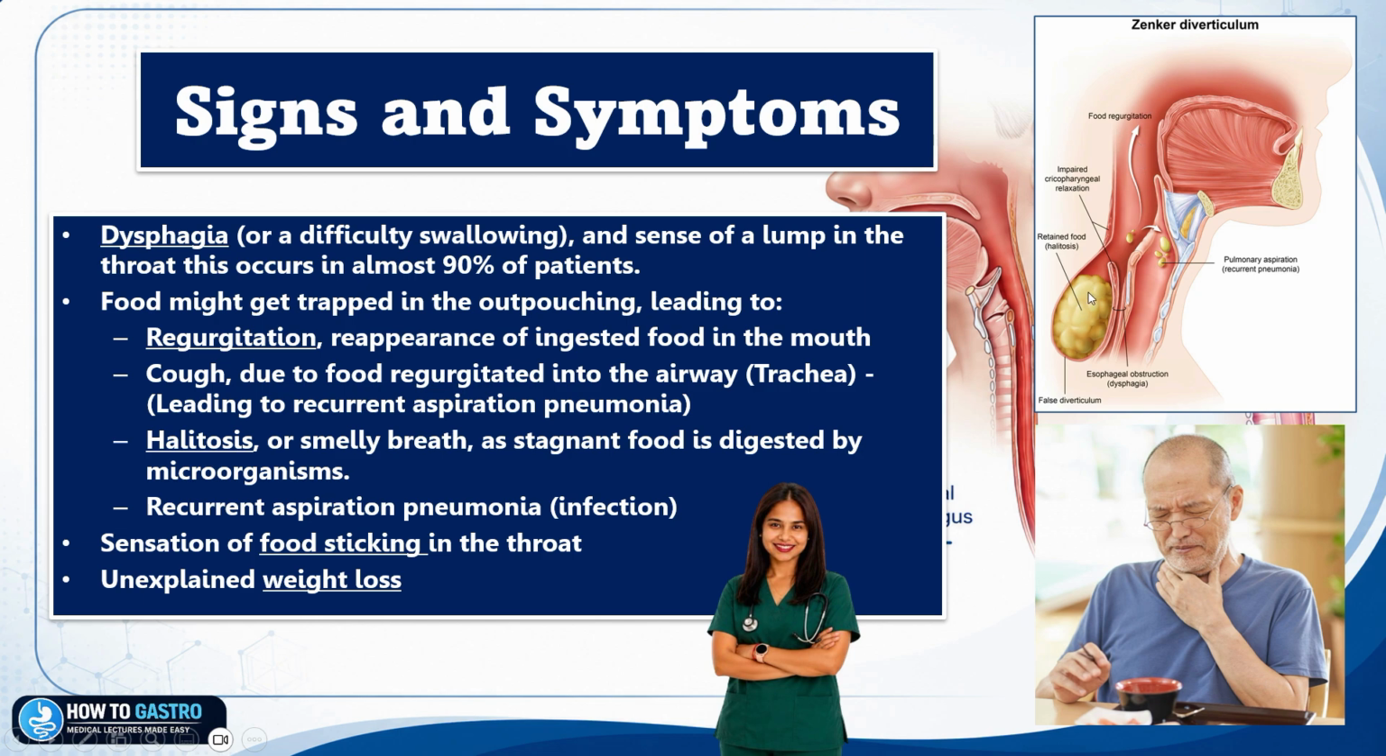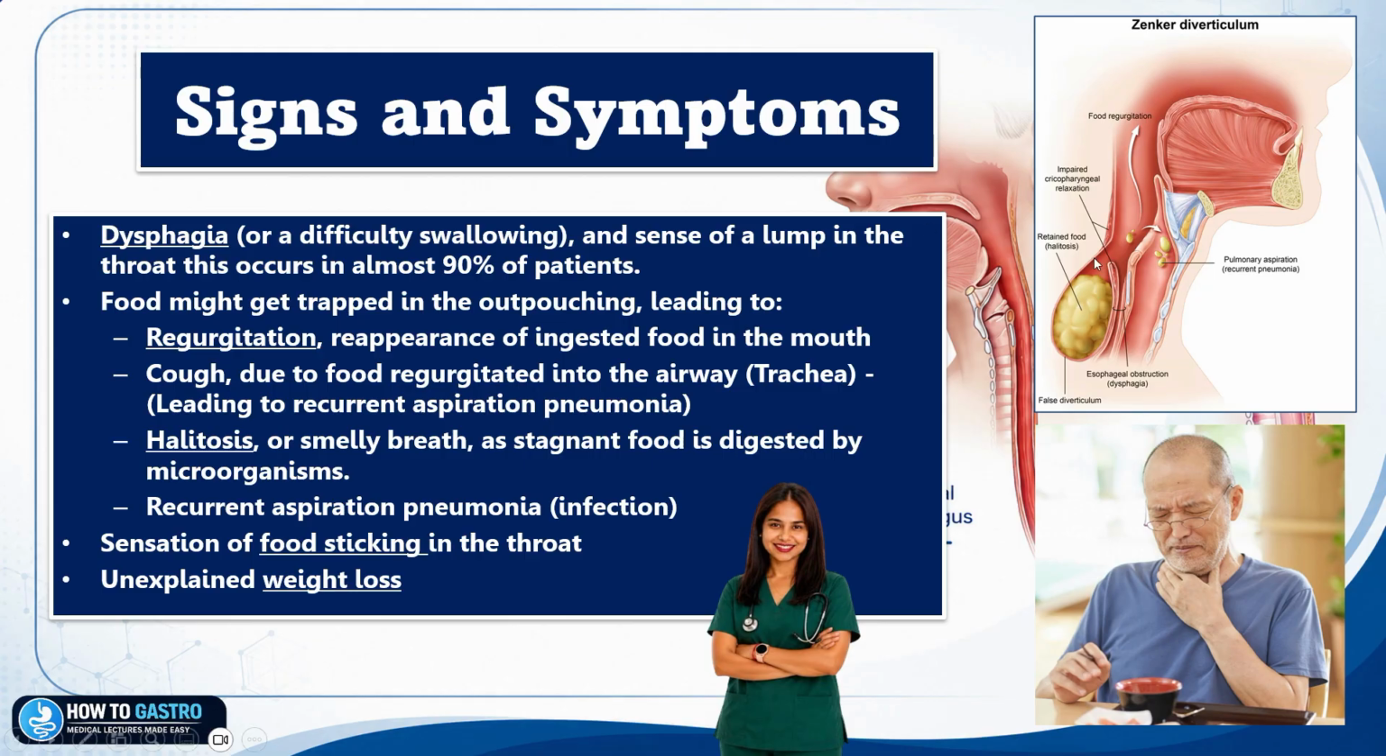And then we can also have coughing. When the patient does cough, food can be regurgitated into the airway, which is the trachea, because the trachea is situated right here. And this can lead to recurrent aspiration pneumonia. Remember, pneumonia is the inflammation of the lung tissue. Because this food is rotting here and it's full of microorganisms, that food making its way into the trachea will cause severe havoc to the lung tissue. This is one of the most common problems in Zenker's diverticulum, this aspiration pneumonia.